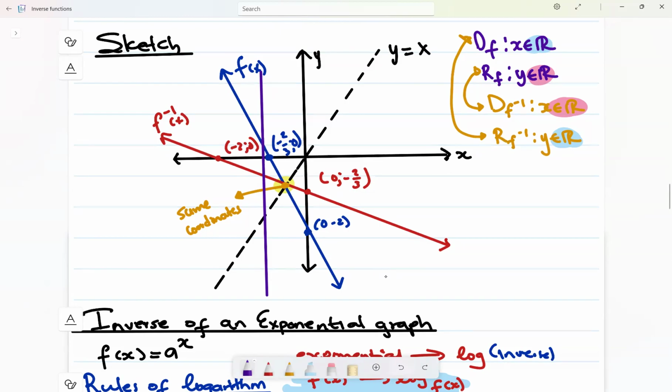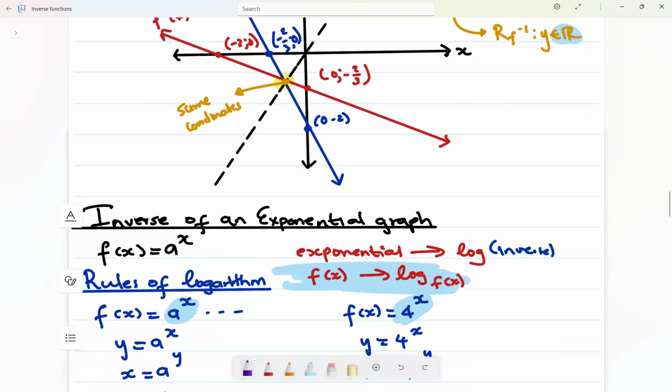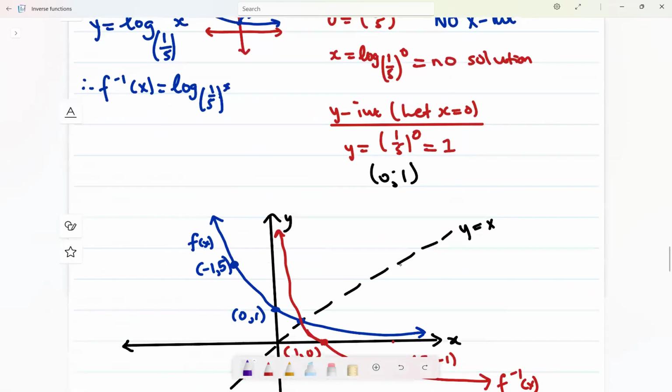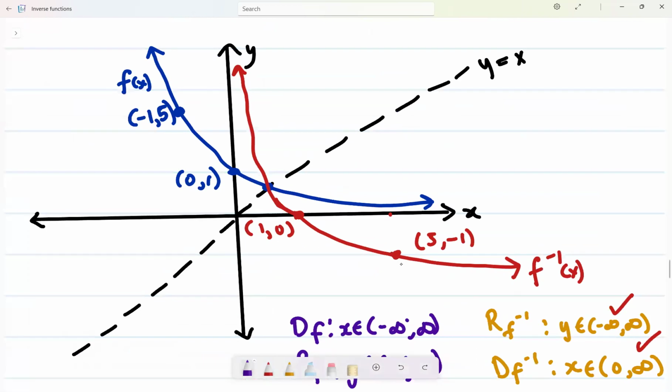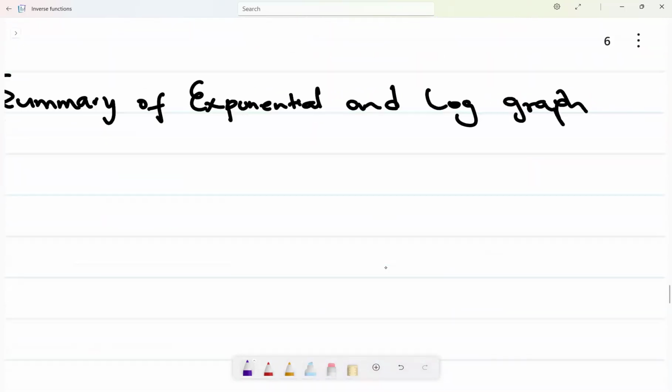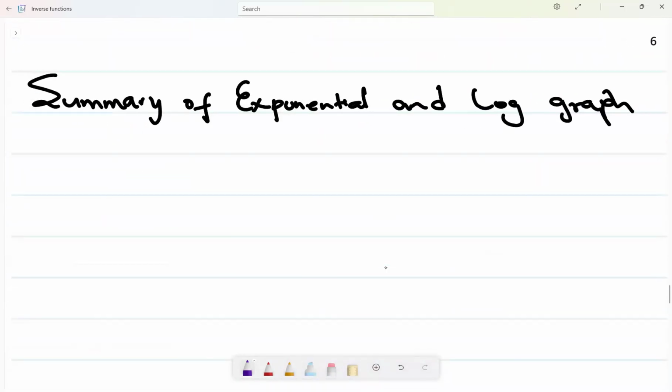Cool. So straight lines are functions. Hence we study them under functions. This one also is the inverse. So is f of x a function? When I do a vertical line test, yes, it touches the function once at that point. Then is the inverse a function? Yes, it touches my inverse once at this point. So it is also a one-to-one function. Cool. Summary of exponential and log graph.